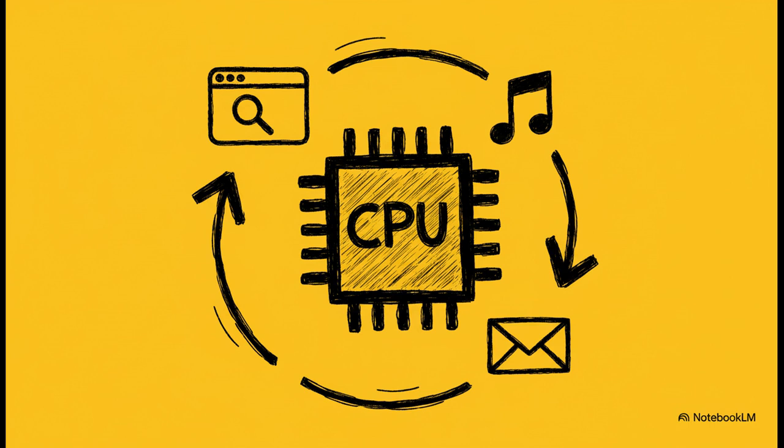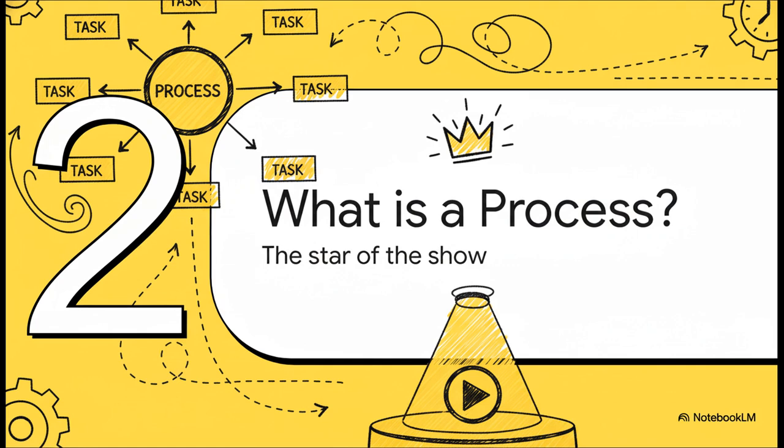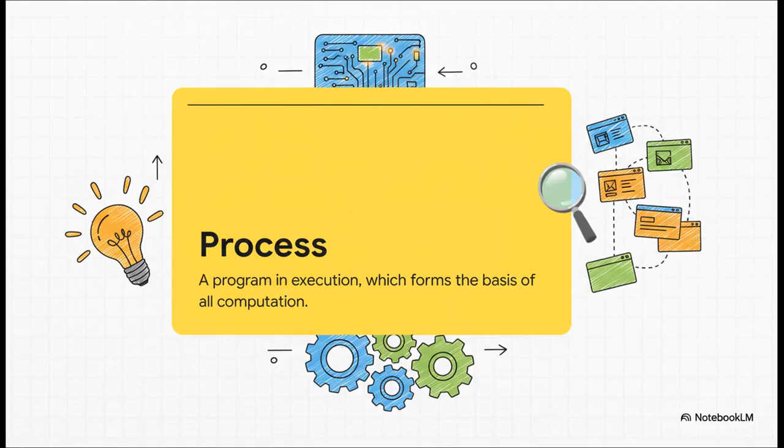And the star of this whole show is something called a process. So, what is a process, really? Well, you can think of it as the main character in our story. It's the fundamental thing that the operating system has to manage in its grand performance. The textbook definition is simple. A process is a program in execution. It's not just the app icon sitting on your desktop. That's just code. A process is that code brought to life, an active, living entity that's currently running and doing something.